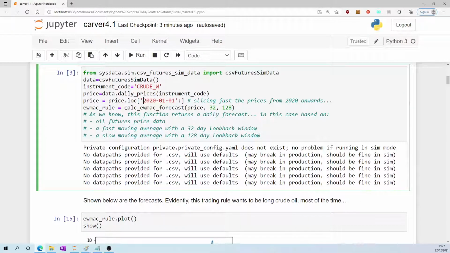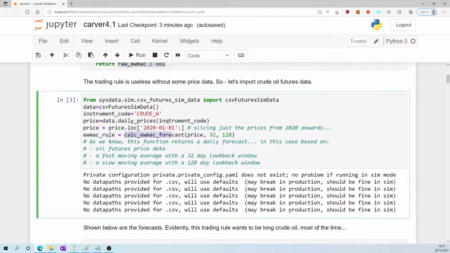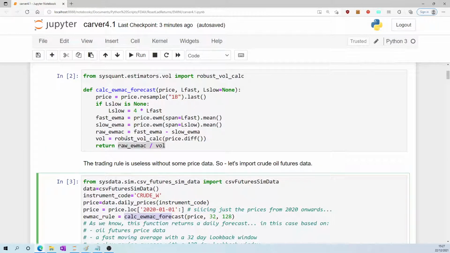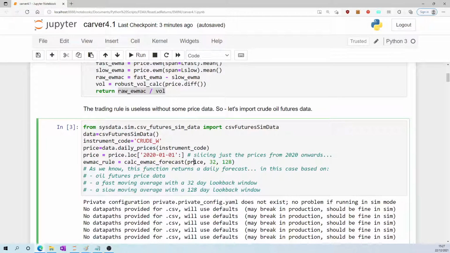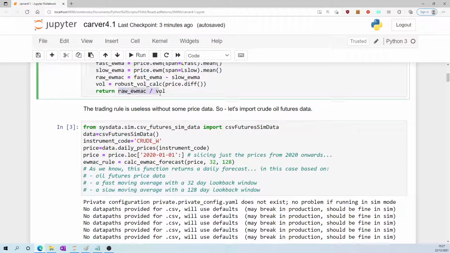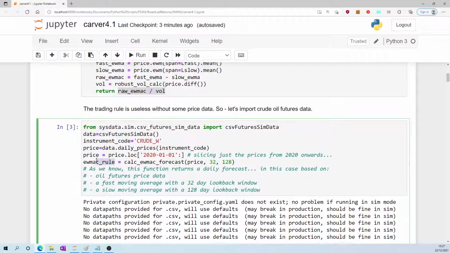And finally, in this cell, we will run the calc EWMAC forecast function, the function mentioned here and which we discussed in the previous video. We will feed it the oil price, and we will set the look back window of the faster moving average to 32 days and the slower moving average to 128 days. And the resulting volatility adjusted forecast, which I've highlighted there, is assigned to EWMAC_rule.